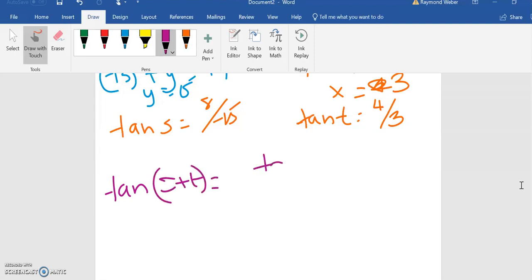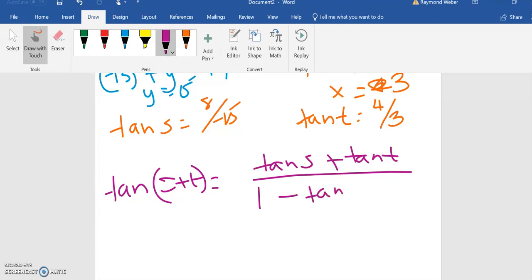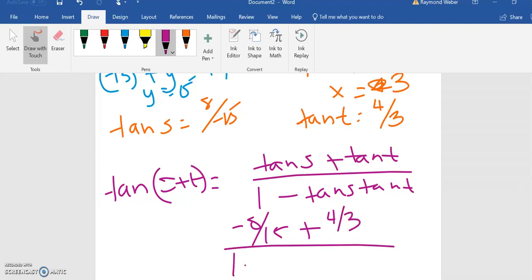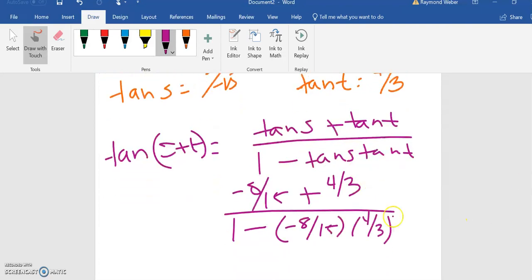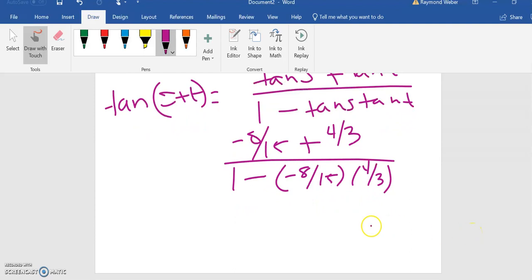So then that's going to give me the tangent of S plus the tangent of T over 1 minus, because remember the signs flip down here, tangent of S, tangent of T. So then tangent of S, this is negative 8/15 plus 4/3 all over 1 minus negative 8/15 times 4/3. Okay, so this is when we get to do some fun work here. So this is going to be 5 over 5.